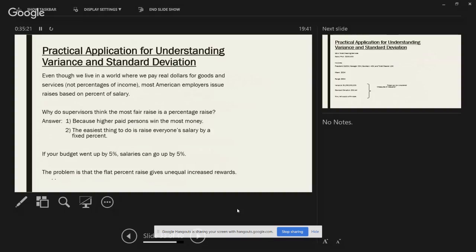So let's talk about a practical application of variance and standard deviation. I'll give you an example. We all know that in this world where we pay real dollars for goods and services, most American employers, or per se anywhere around the world, the income is given, or the hike is given, on a percentage basis. But that is not the case when we have to make a payment. We have to buy something. So I'll be talking about this particular example.